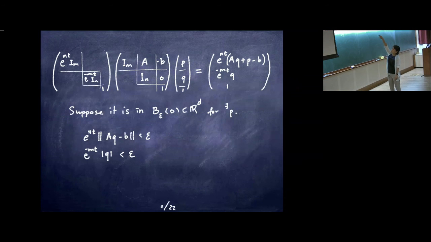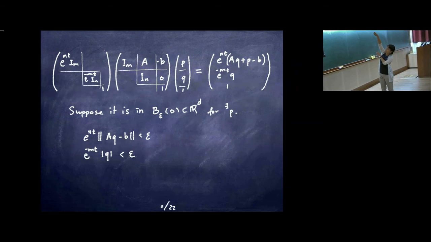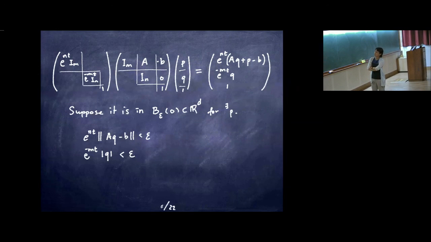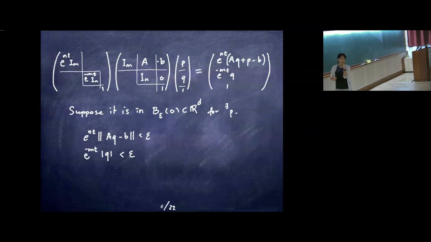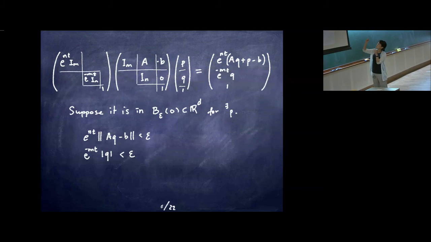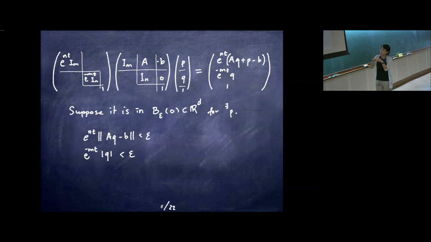So we have these two components, and I want to take this norm to be the max of the Euclidean norm of the first part and the Euclidean norm of the second part. If it is inside the ball of radius epsilon, the first norm should be less than epsilon. Since we have some p for which this norm is less than epsilon, the distance to the integers is less than epsilon. And the second one also should be less than epsilon, so e to the negative mt times the norm of q should also be less than epsilon.